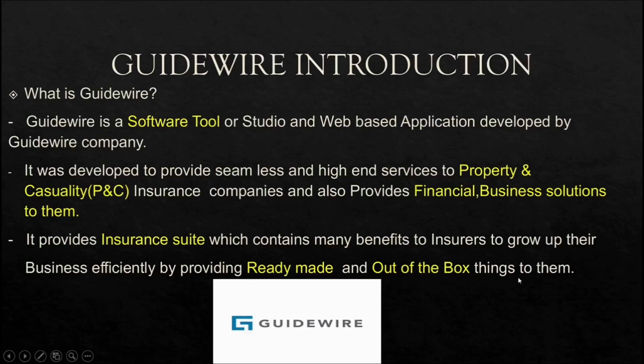And they also provide some out of the box functionality, in the sense of something which we can't predict. They have already developed these out of the box things and given them to insurance companies. So out of the box is nothing but something that we cannot predict in future, so that functionality they have already developed. Who? This Guidewire company. They have already developed and given it to these insurance companies. So that's why Guidewire has very huge demand in the market and also in insurance companies.